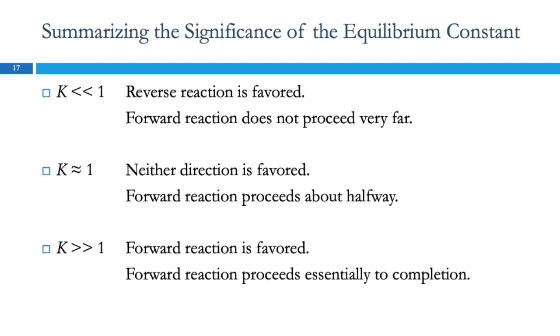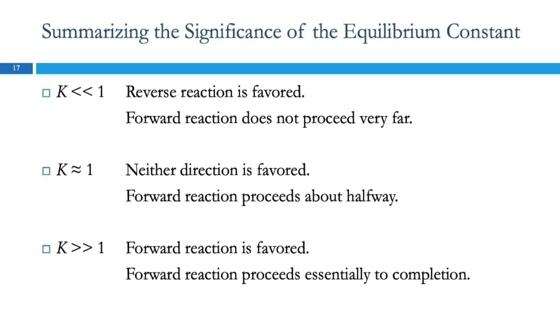So, summarizing the significance. K is very small: a reverse reaction is favored. It doesn't go very far. There's a lot of reactants present at equilibrium. K is very large: the forward reaction is favored. It essentially goes to completion.